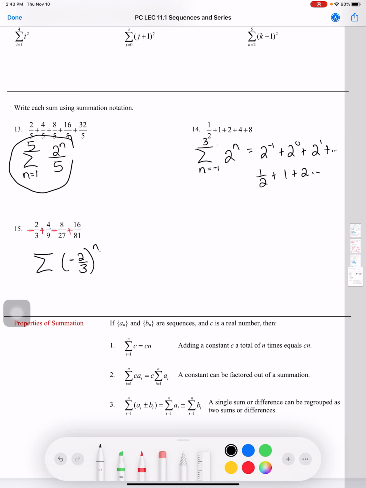So now I have to ask myself, where do I need to start so that my first term is -2/3, and this last term is a positive 16/81. So I know that if I start with 1, my outcome will be that -2/3. So this would be n equals 1, maybe n equals 2 would cause me to have a positive, so that works. N equals 3, again, an odd exponent would give me that negative. And then I would end at 4. And that would be it.